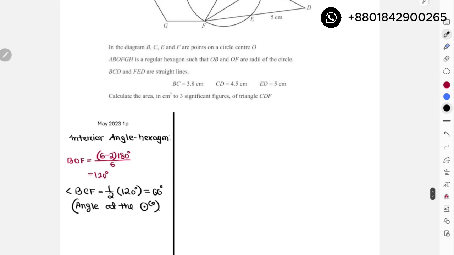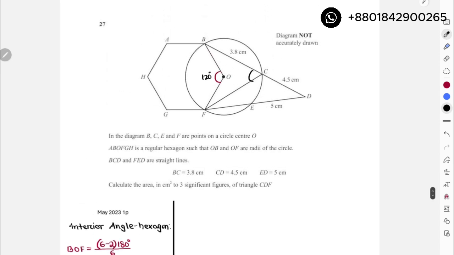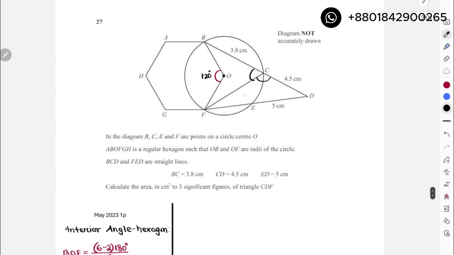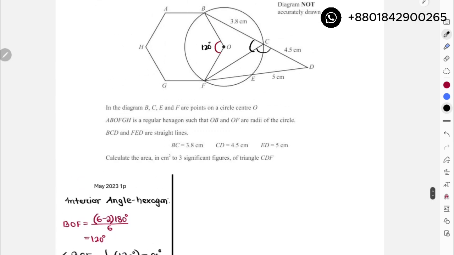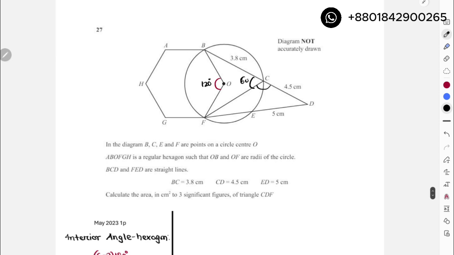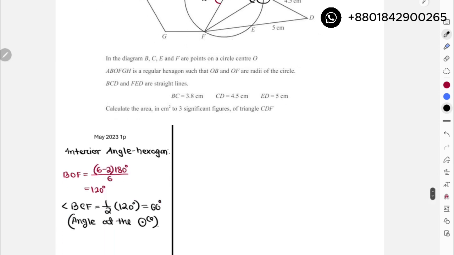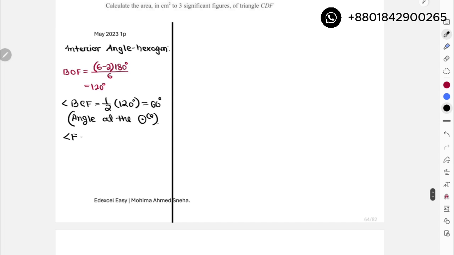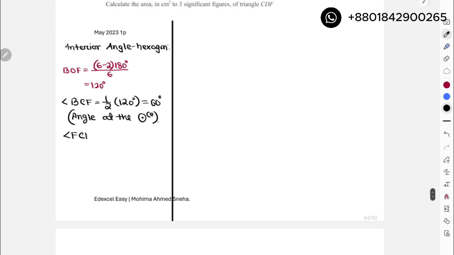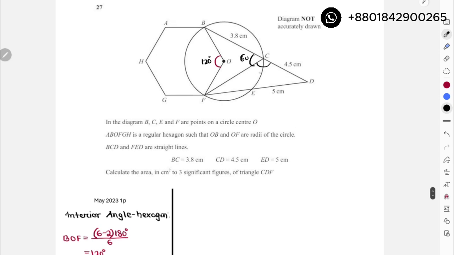Now if the angle is 60 degrees, you can calculate angle FCD. BCD was given as a straight line, so we can say that FCD is just 180 minus 60. That is again going to give 120, because BCD is a straight line. Now we get this angle as 120 degrees.